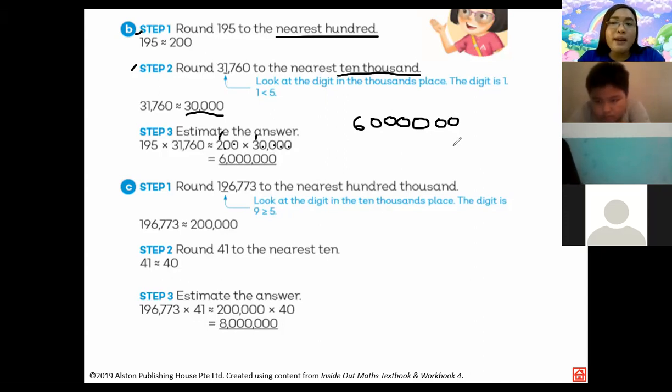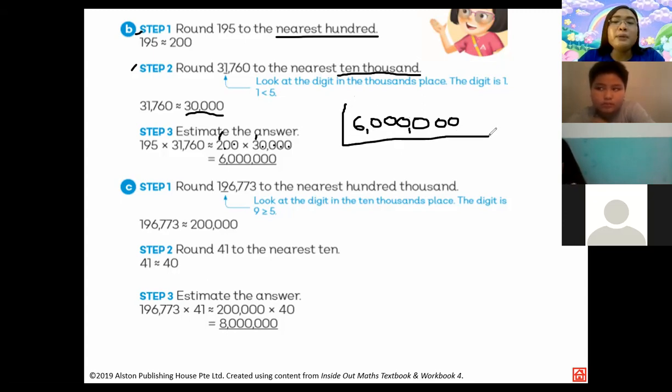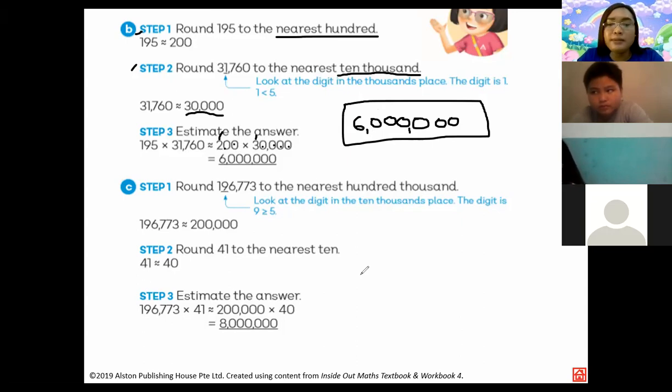Then we count by 3s: ones, tens, hundreds, and then a comma over here. Then thousands, 10,000s, and 100,000s. So another comma here. The answer for example letter B is 6 million. That's the estimated answer of 195 times 31,760. Do you understand, class? Yes, I do. No, I don't.